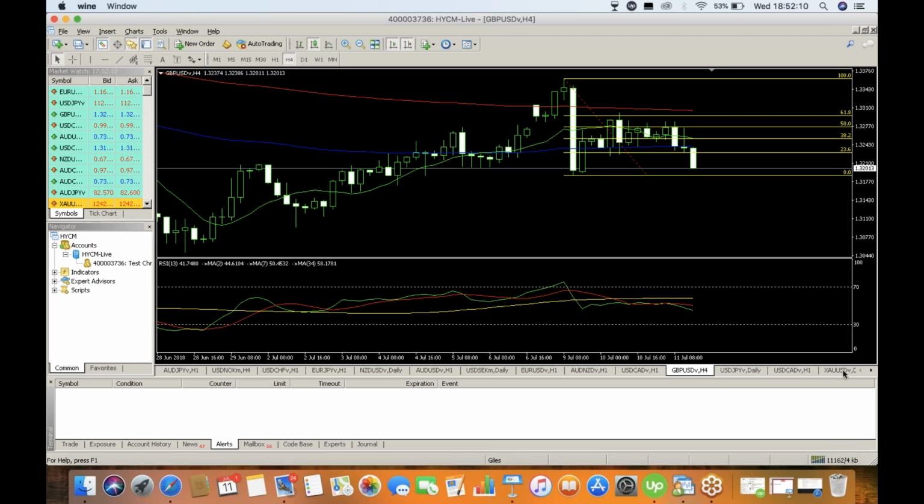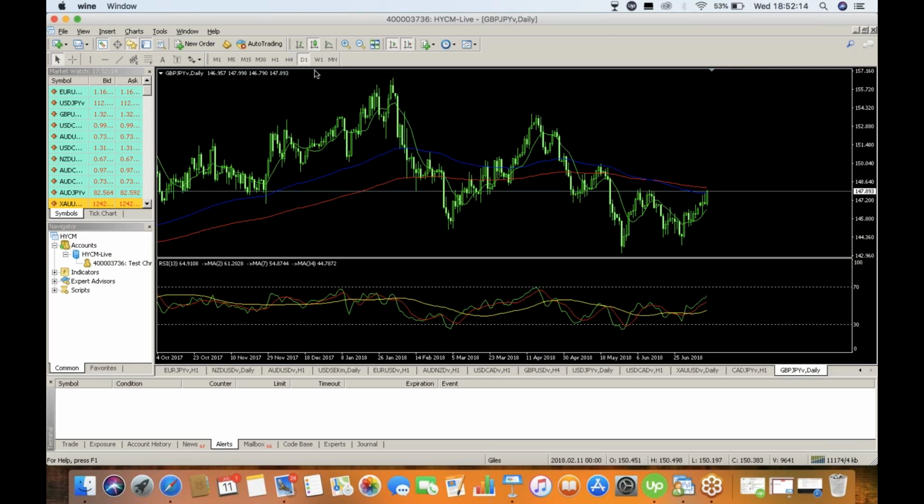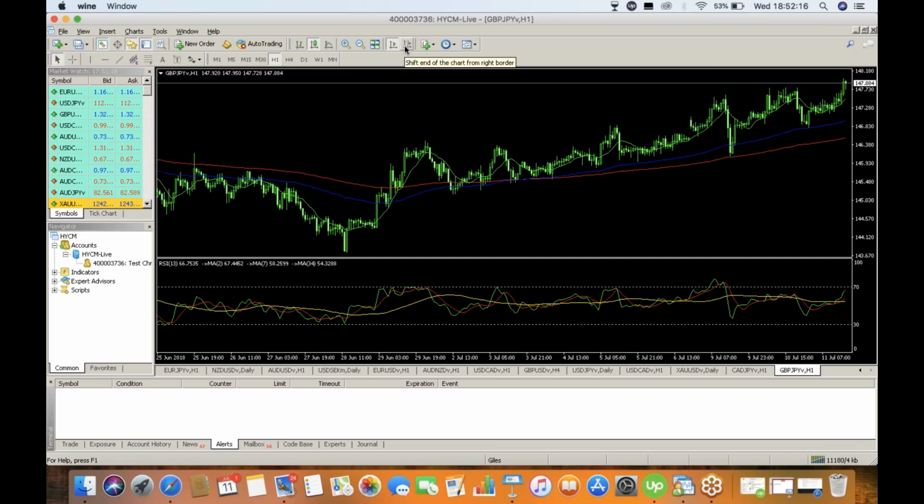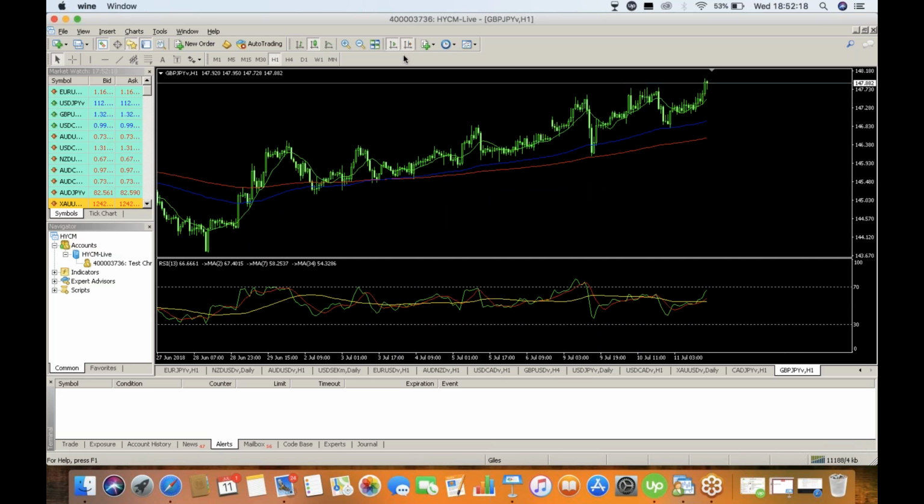I'll also show you pound yen, another little example of a small sentiment trade. Now this, let me just see where this was. Small sentiment trade. Yeah, okay, here it is. It's just a little one.